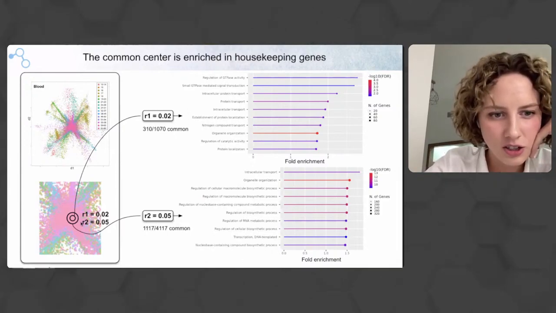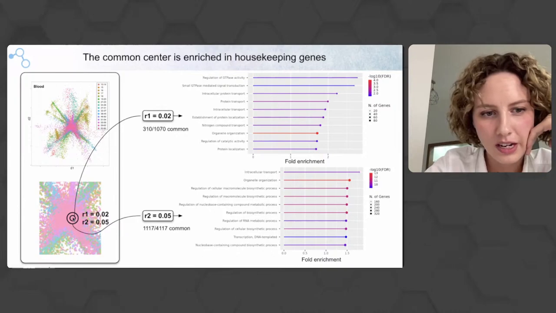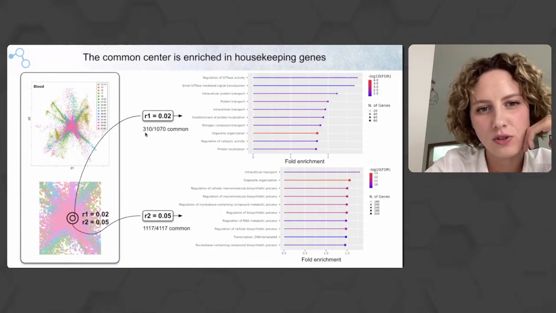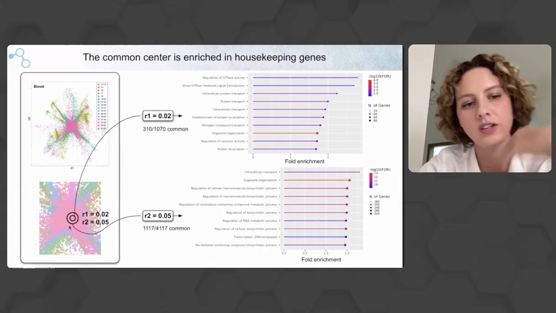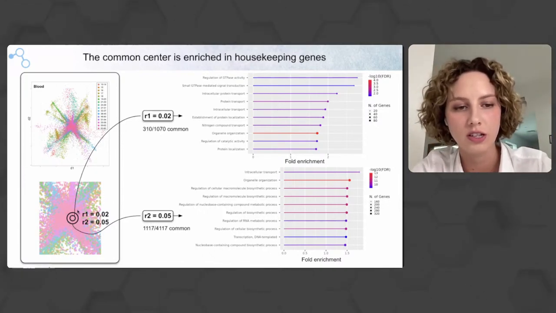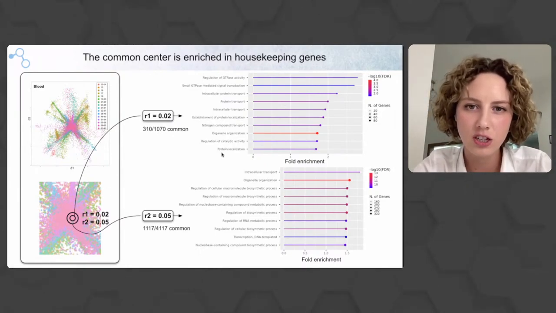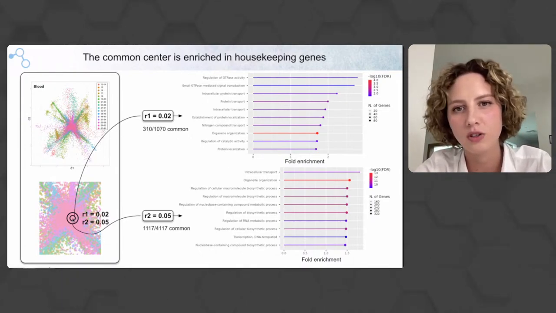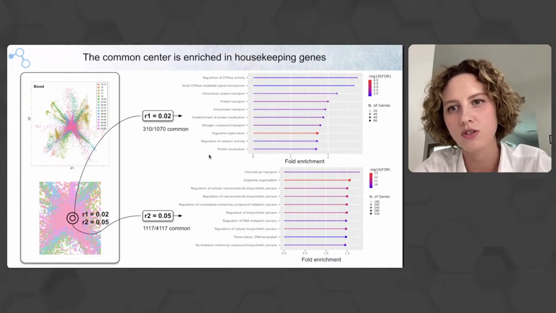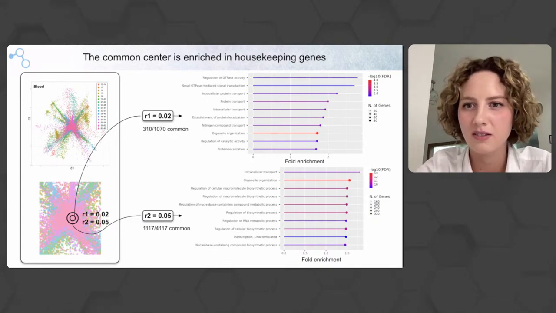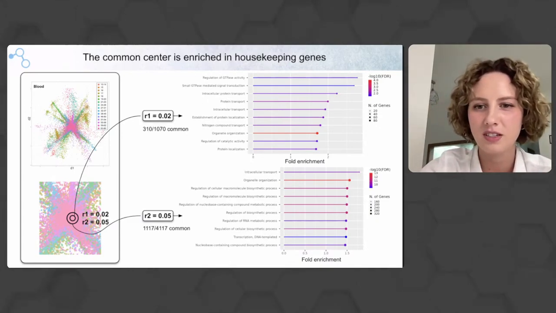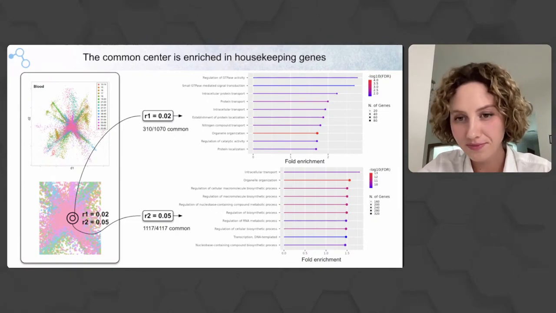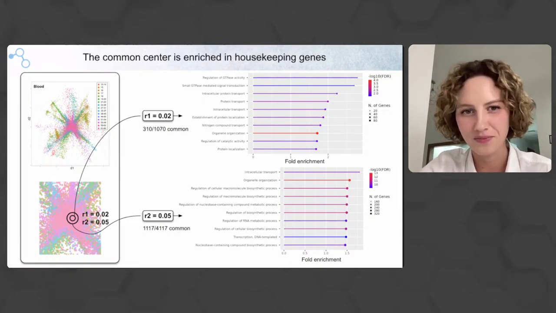And we investigated this center, two very small radiuses, and we discovered that around 30% of all genes here are common between all networks, and these genes are housekeeping genes. So these genes in the center belong to fundamental living processes without which an organism will simply die very fast. These are very basic biological processes, without which we just cannot live.